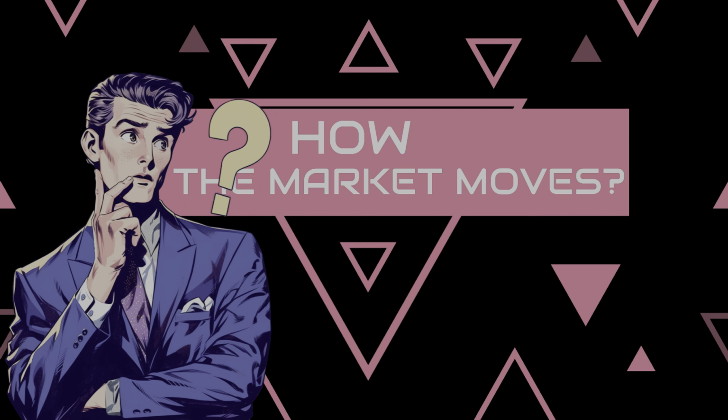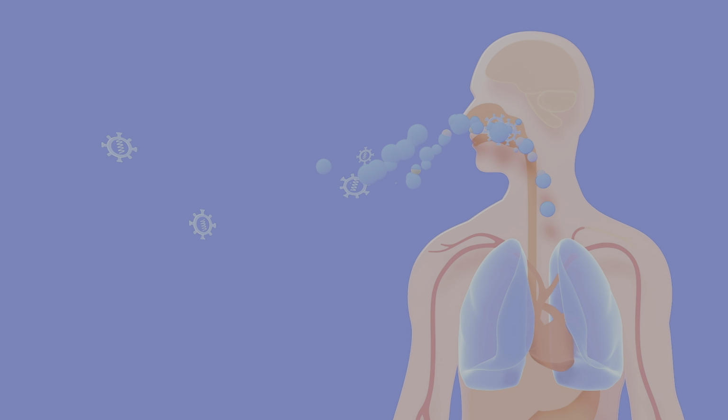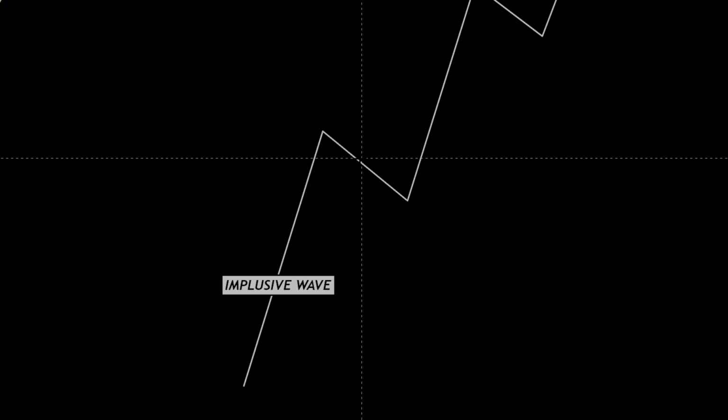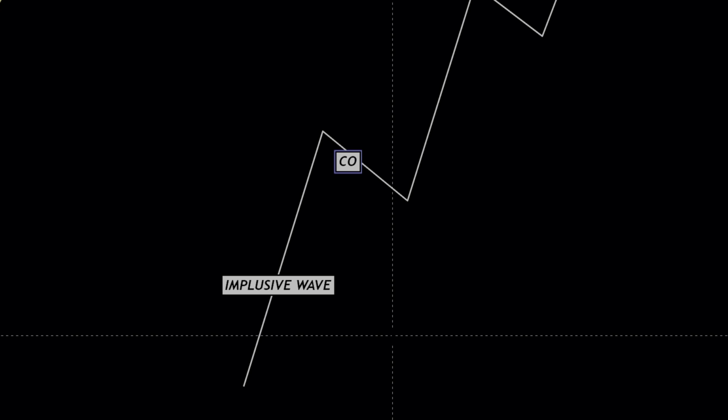First, let's talk about how the market moves. It never, ever goes in a straight line. Never. It moves in a rhythm, kinda like breathing. It takes a big step forward, which we call an impulse move. Then it takes a little step back to catch its breath. We call that a pullback or a correction move.